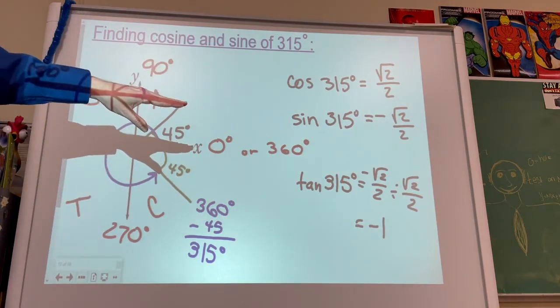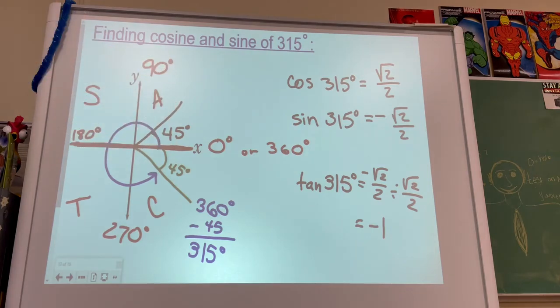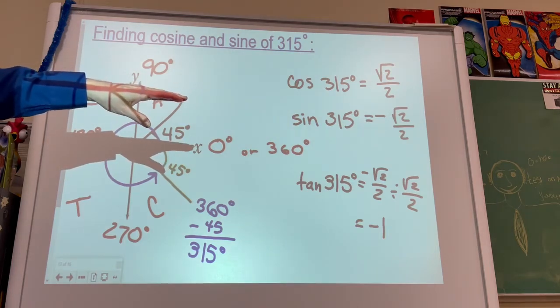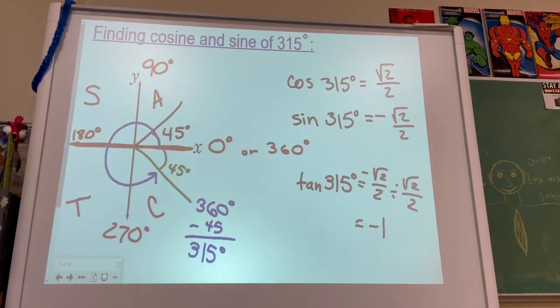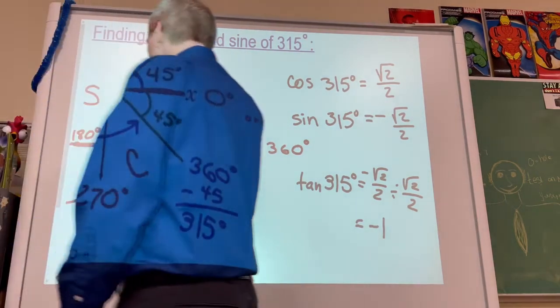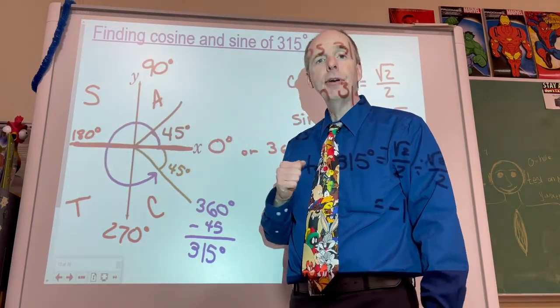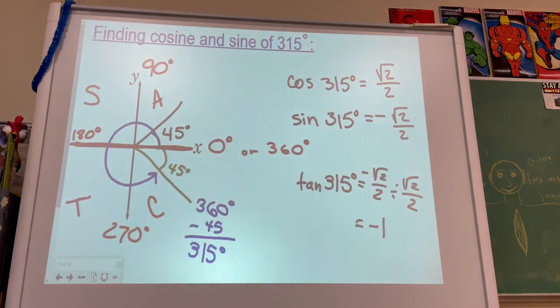So our reference angle here, 45 degrees, means I get the same answers as 45 degrees up here. I'm always making my reference angle in relation to the x-axis. How far up or down do we go from the x? And the same is true if I'm over here somewhere. How far up or how far down do we go from the x-axis? That's called a reference angle. It's my reference point.